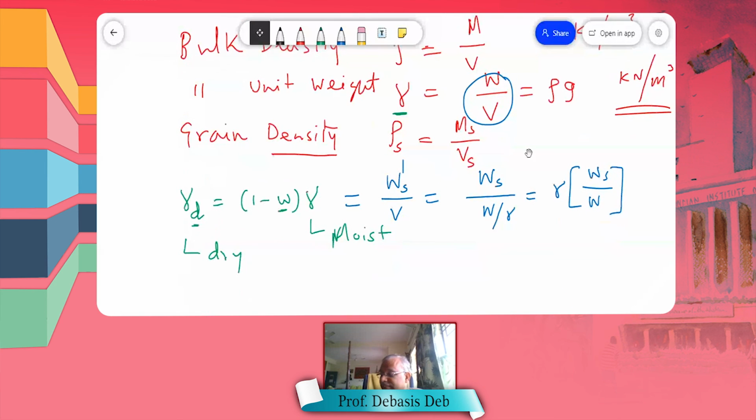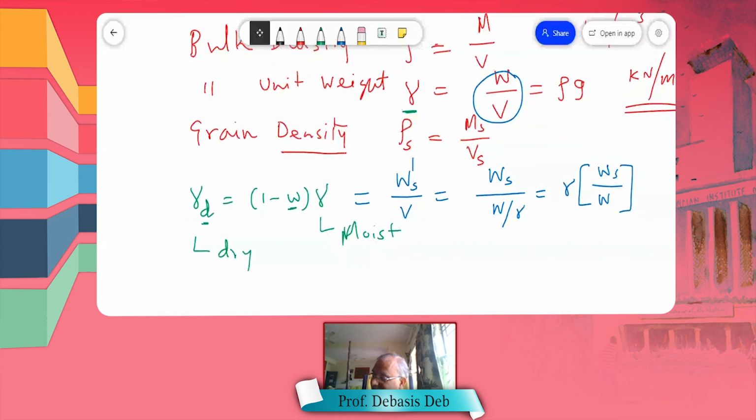Anybody can write? So 1 by γ we can write. Yeah, tell me. Sir, it's 1 by 1 plus W. Yeah, this is γ_ws. Okay, I break it up. This is γ_ws plus W of water.